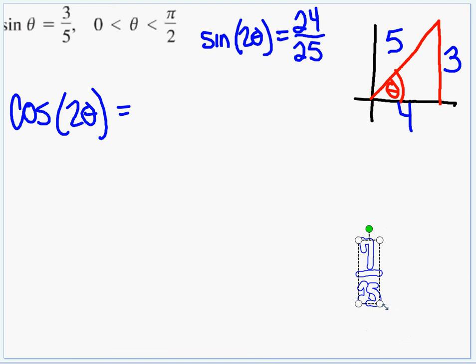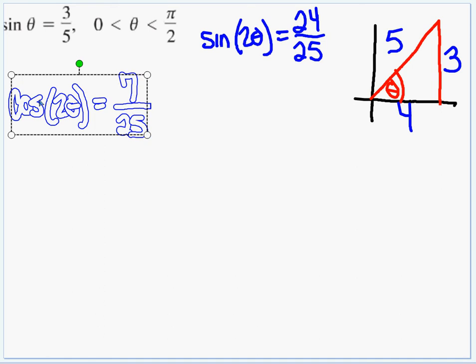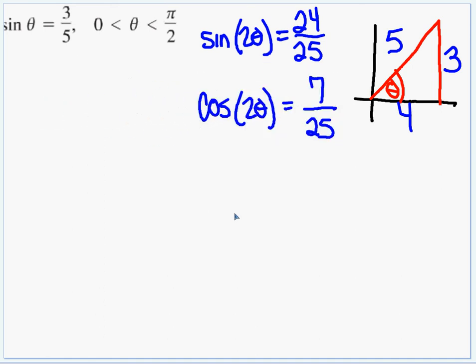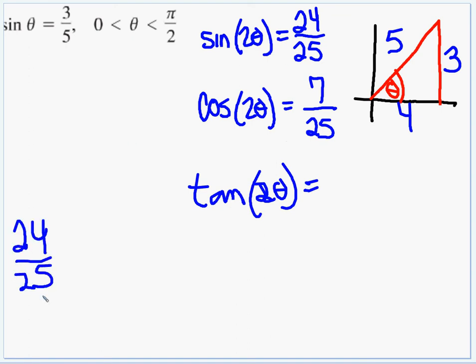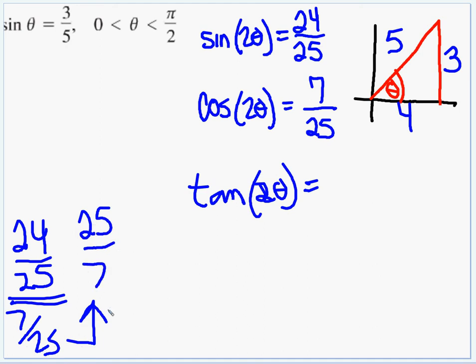And I'm going to put that right about here and shrink it up a little bit. Now we've got sine and cos. We could use a formula to get tan, but tan is just sine divided by cos. That's supposed to be a 2. So sine is 24/25. We're going to divide that by cos, 7/25. Bring up that denominator and flip it. So now it's 25/7. And we can see on the diagonal, the 25's cancel. If we multiply straight across, 24/7 is our final answer for the tan of the double angle.